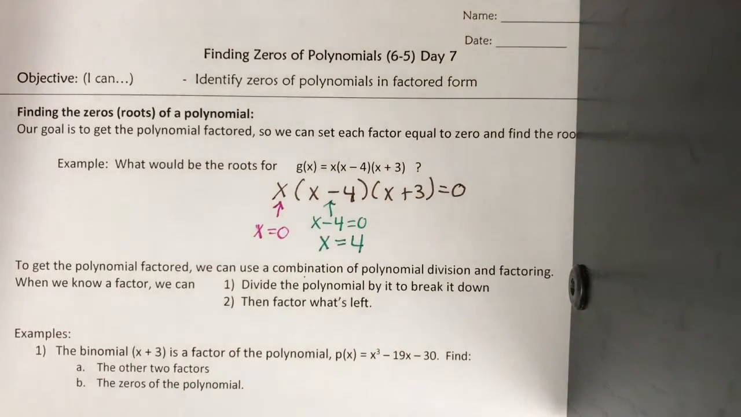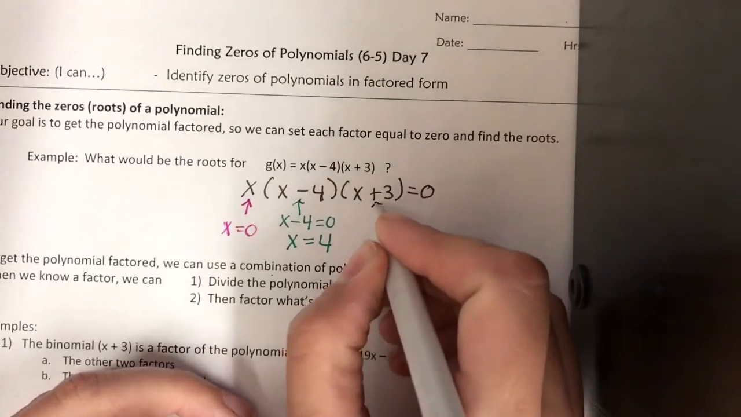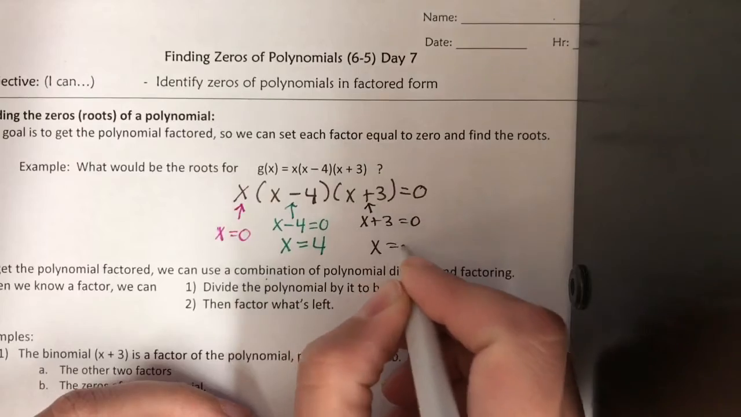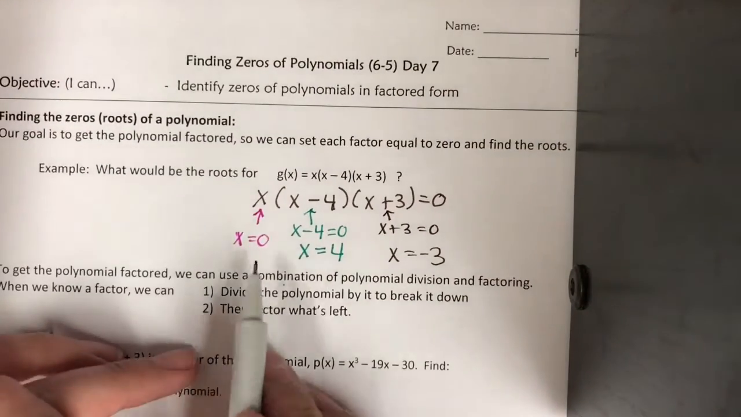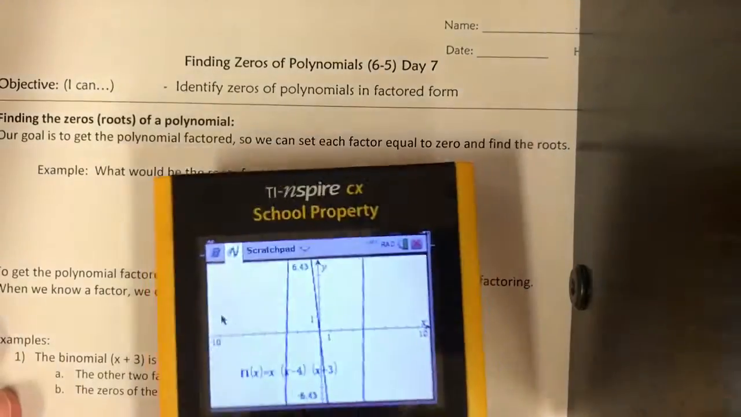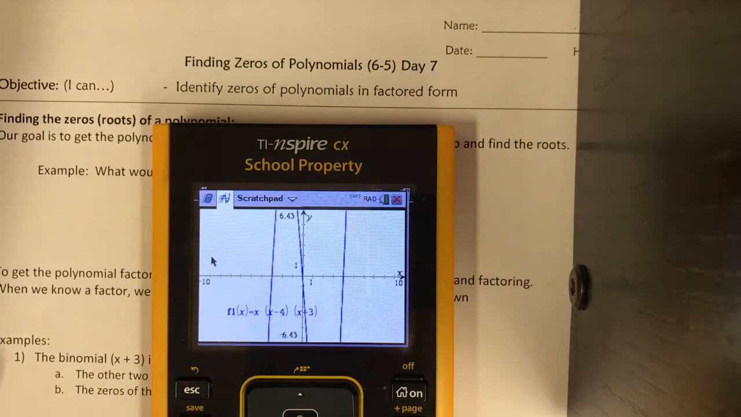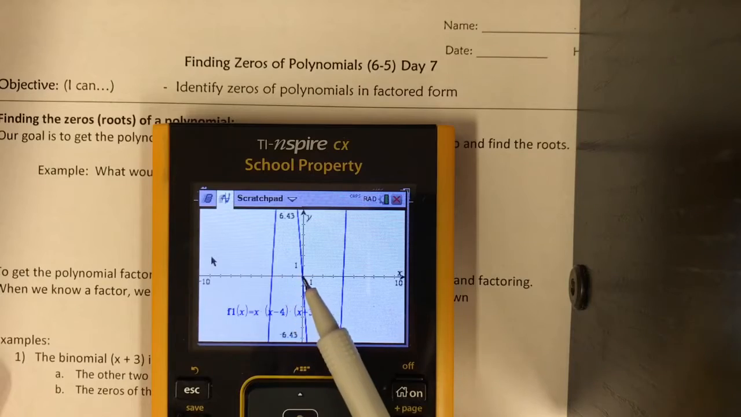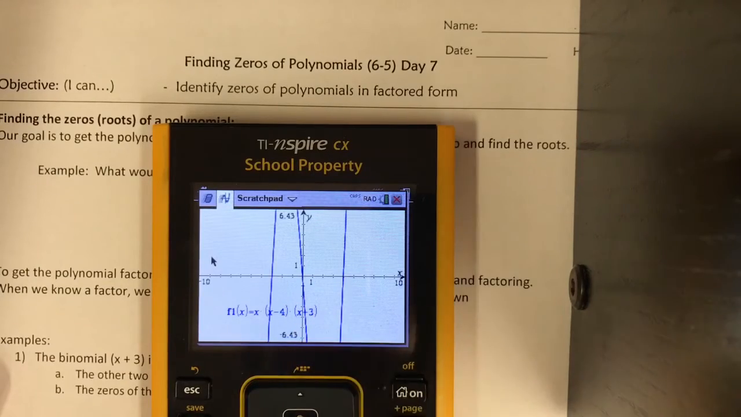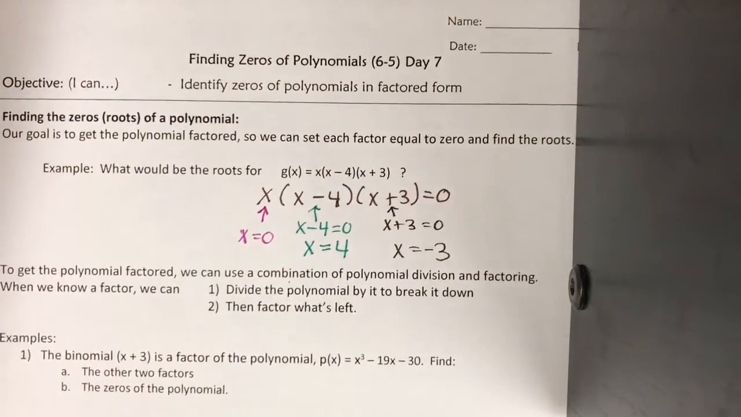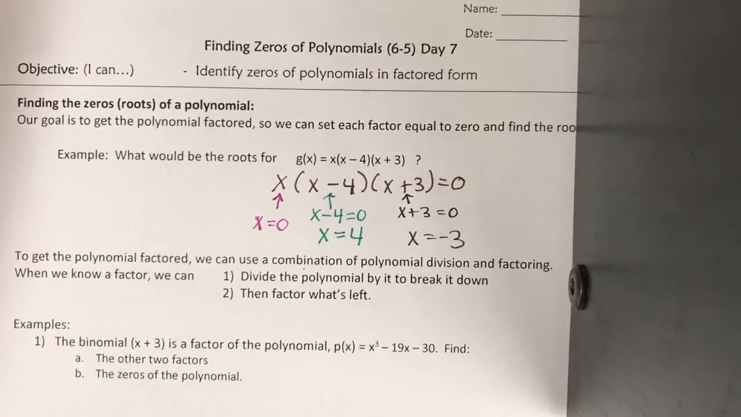And then my third one, right over here, that'd be x plus 3 equals 0. So I know it would be x equals negative 3. So I've got 3 roots, which means that that graph should cross the x-axis 3 times. So let's check. I've actually graphed it on the graphing calculator. And if you look, it crosses here at negative 3, 0, and 4. Which matches up with what we got. So that is how we find those zeros when it's in factored form.